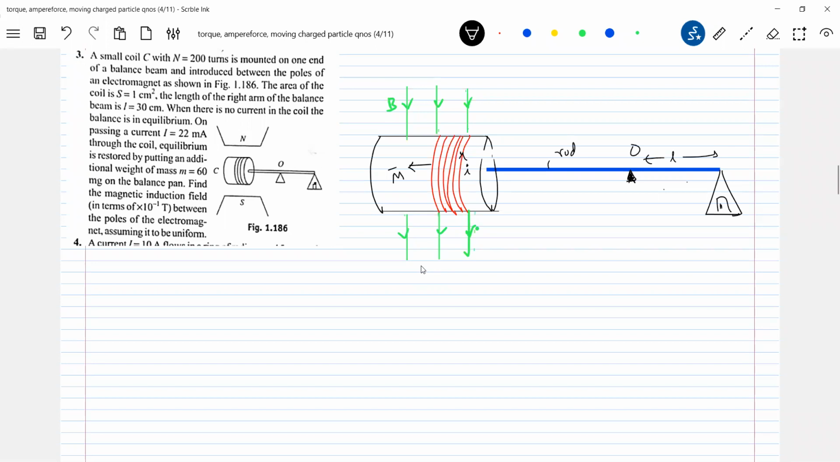So let's take the M, this one. Here the weight mg will act. So to balance, the torque due to dipole moment should be mg into L. What is the torque due to dipole moment? M B sine 90. What is M? I into number of turns N, into S. The area of cross section is given. Find the magnetic induction field in terms of that. So here B is there, no? B equal to mgL by NIS.